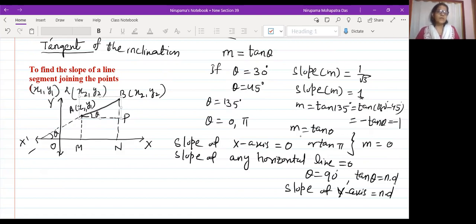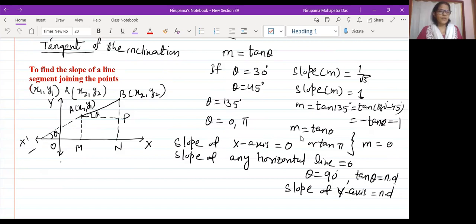But in case you are given a line segment, suppose a line segment AB joining two points, where A is (x1, y1) and B is (x2, y2). So basically, we are taking a line segment joining two given points (x1, y1) and (x2, y2). Here we are not given inclination. So how do we find the slope of the line?